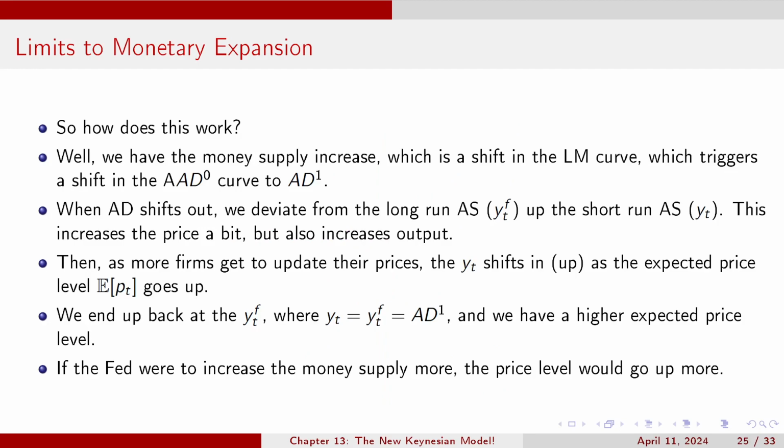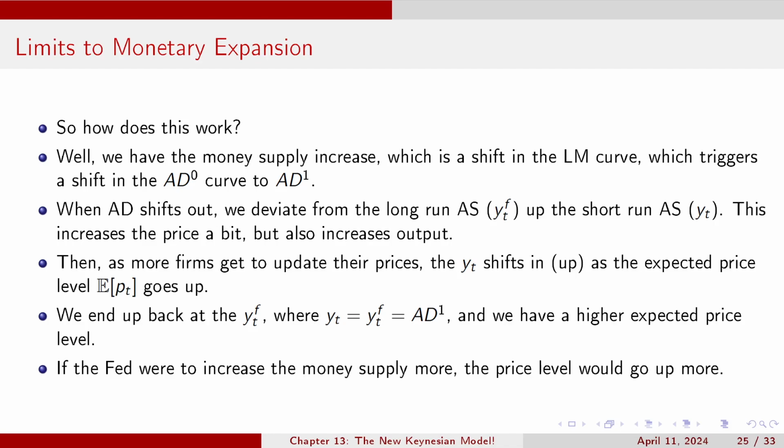So you get a money supply increase. I didn't draw that in here, right? That's the LM stuff, which takes place above the aggregate demand and aggregate supply space. You have a money supply increase, which shifts the LM curve, which triggers a shift in the AD0 curve up to AD1. The magic of editing, it's gone. So it's just AD0 up to AD1.